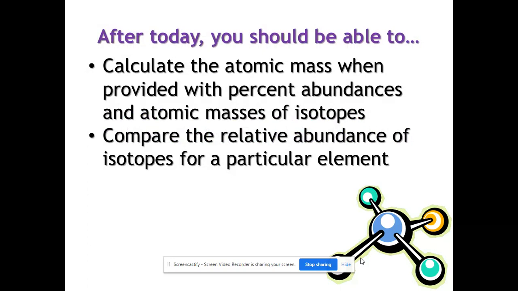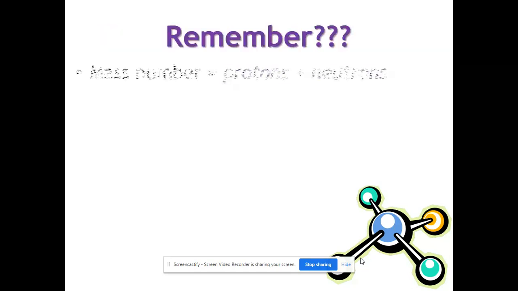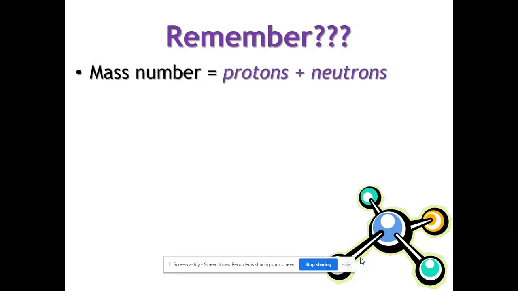Our goal for today is to calculate the atomic mass when we are given percentage abundances that have to do with the atomic masses of isotopes. I think I had mentioned before that we're going to come back to isotopes eventually, and today is when we're doing that. With the isotopes, we're also going to compare the relative abundance of isotopes for particular elements. So let's remind ourselves what an isotope actually is.